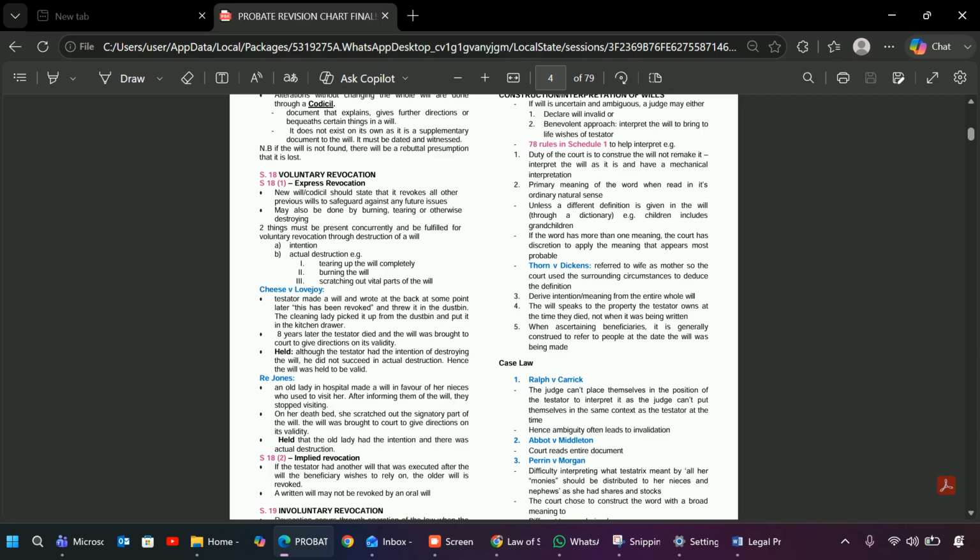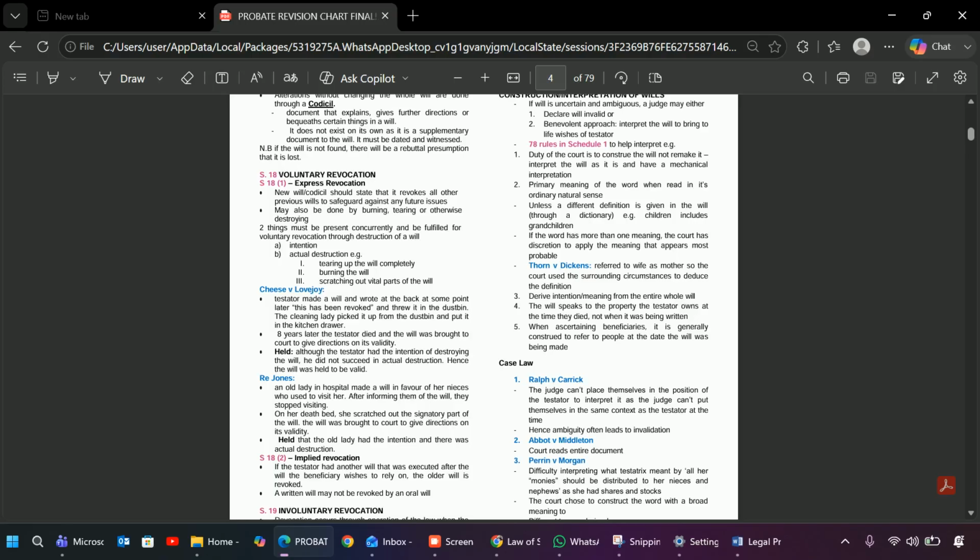In the case of Re Jones, an old lady in a hospital made a will in favor of her nieces who used to visit her. After informing them of the will, they stopped visiting. On her deathbed, she scratched out the signatory part of the will. The will was brought to court to give directions on its validity, and it was alleged that the old lady had the intention and there was actual destruction. That is the case of Re Jones, as compared or contrasted with the case of Cheese versus Lovejoy.